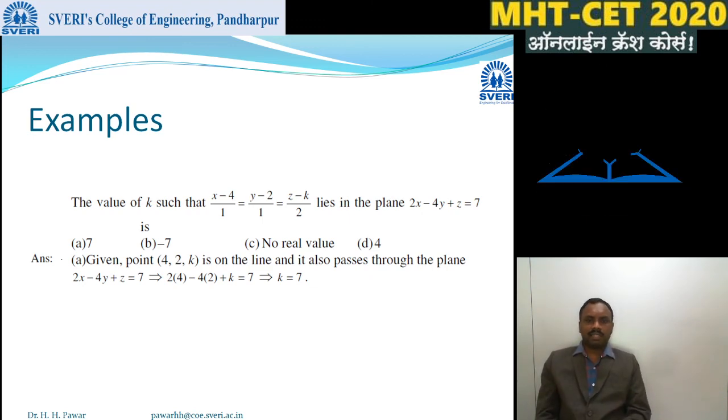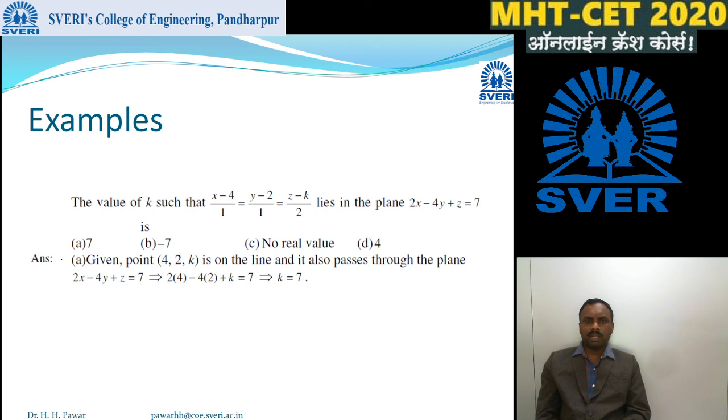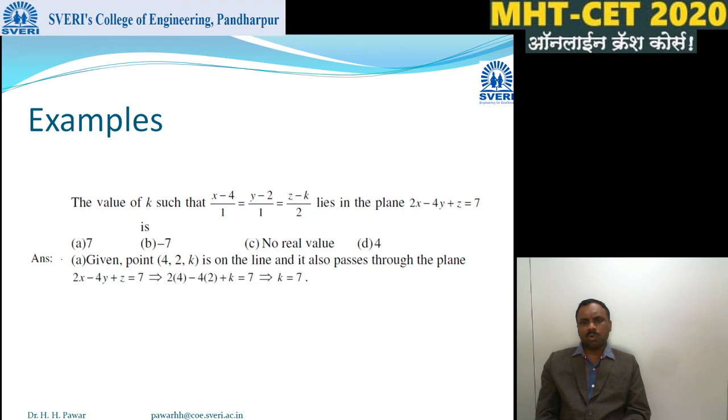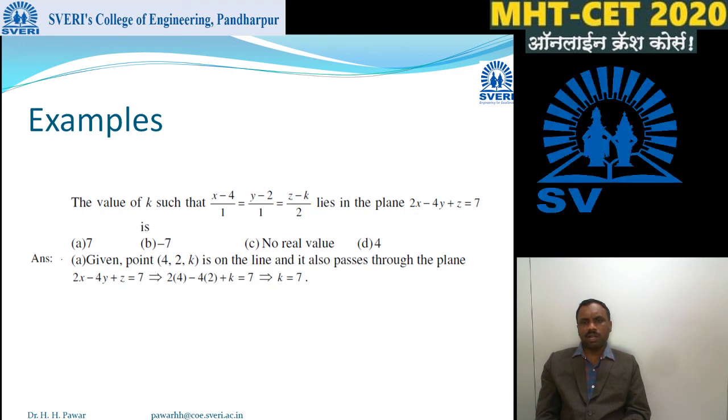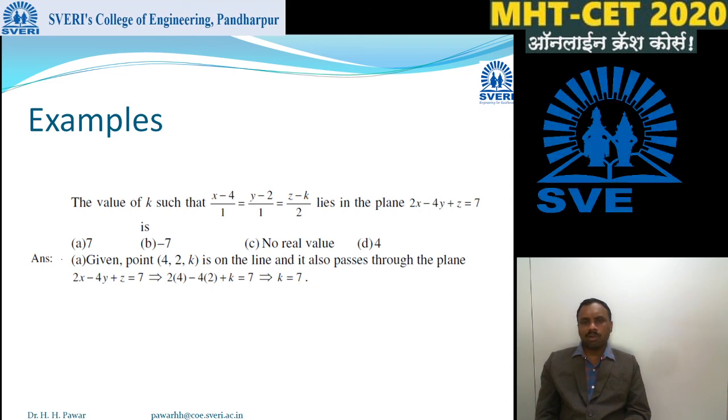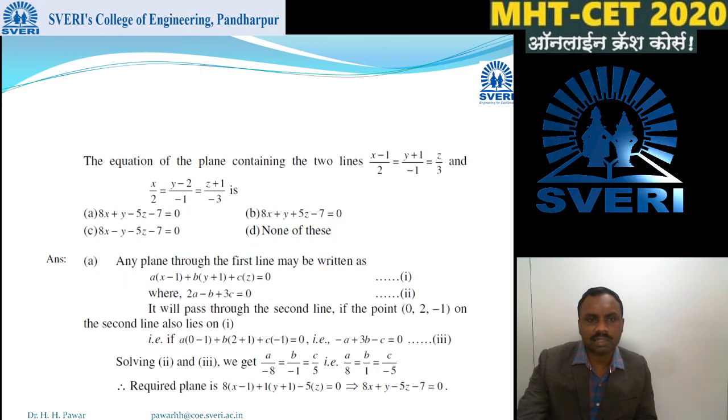Next, the value of k such that the line (x minus 4)/1, (y minus 2)/1, (z minus k)/2 lies in the plane 2x minus 4y plus z equal to 7 is: from the given equation, the line passes through the point (4, 2, k) having direction ratios 1, 1, 2, and it also lies in the plane. Hence put the value of (4, 2, k), we'll get 2 into 4 minus 4 into 2 plus k equal to 7, that is k equal to 7 in this case.